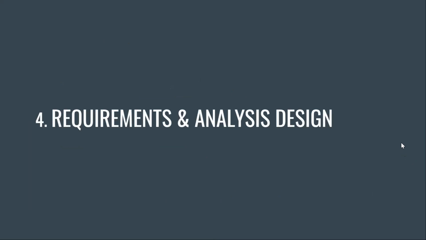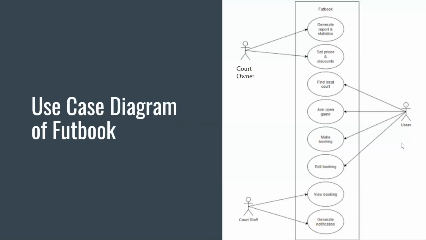So, requirements and analysis design. As you can see here, this is the use case diagram for the project. So there are three actors here: the court owner, the player, and the court staff. The court owner is able to generate reports and statistics from the court, so it is able to view how many bookings were made and the revenue generated, and also set prices and discounts.